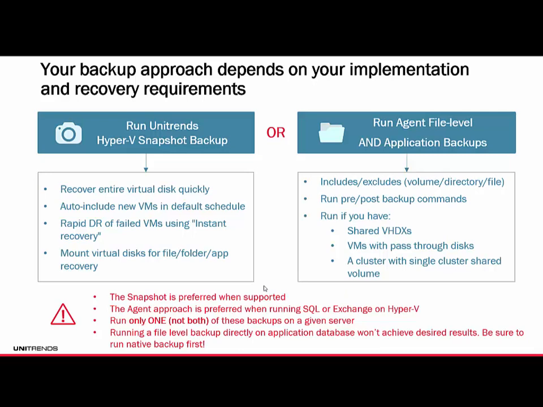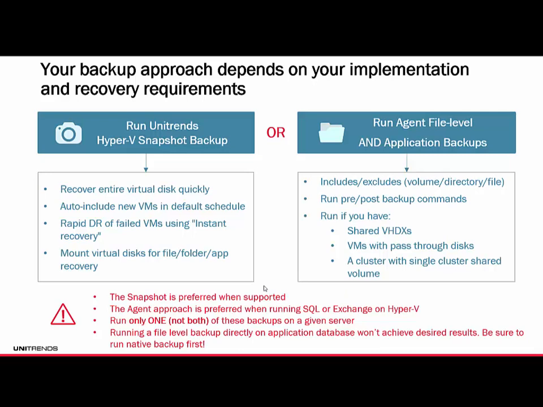But the agent approach is preferred when running SQL or Exchange on Hyper-V. If you're running SQL or Exchange servers in Hyper-V, you should just treat it like a physical server and run our agent across everything. Across file and folder to protect the OS, integrated bare metal, and run application backups across SQL and Exchange. Once again, only run one of these methods, not both. On the same servers, you can't run Hyper-V snapshots and file-level backups against those same machines.